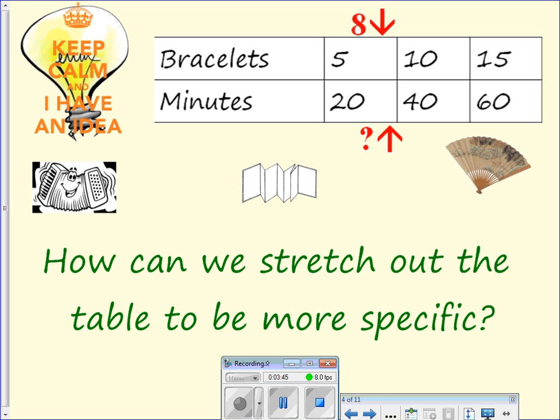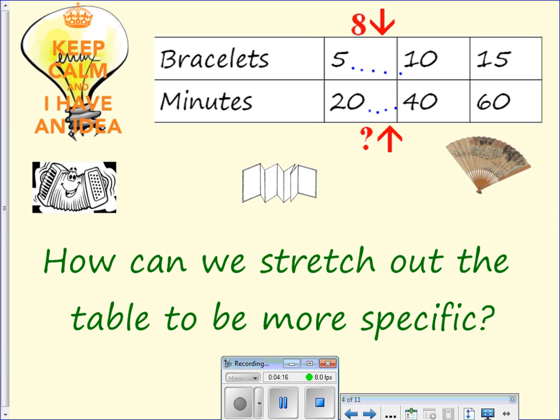All right, I have an idea. What if we could take our ratio table and stretch it out like an accordion or like a fan? If we stretched out our table so that I could see the 5, the 6, the 7, the 8, the 9, the 10, then I can find the equivalent ratio.